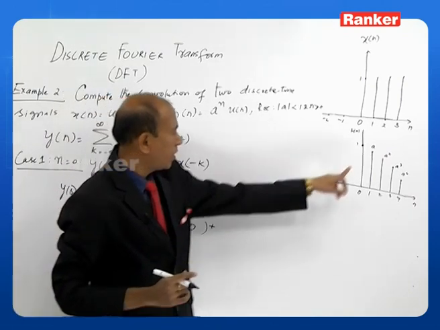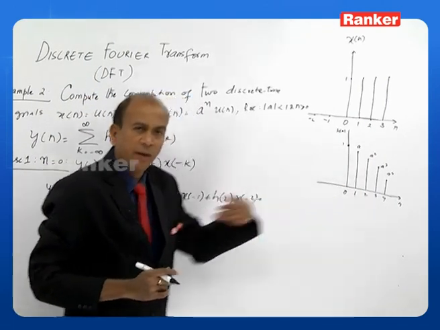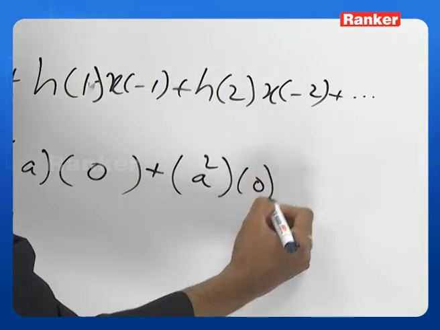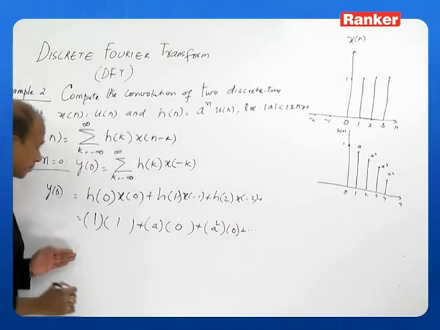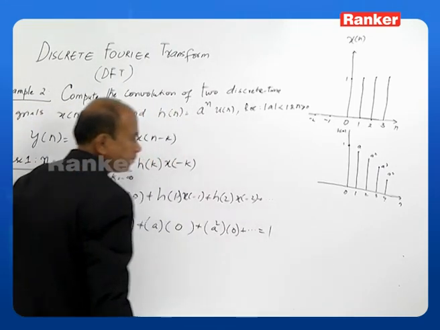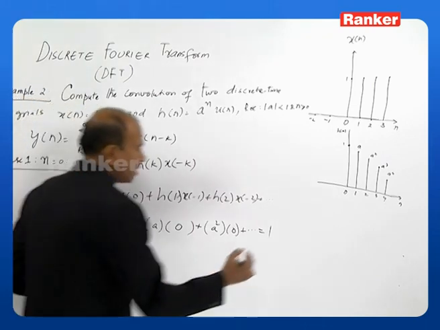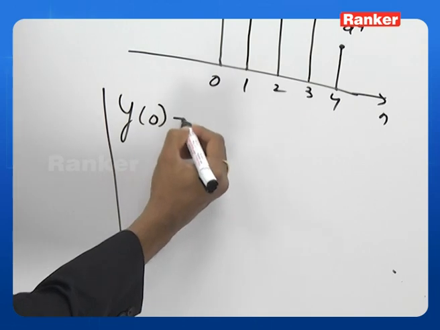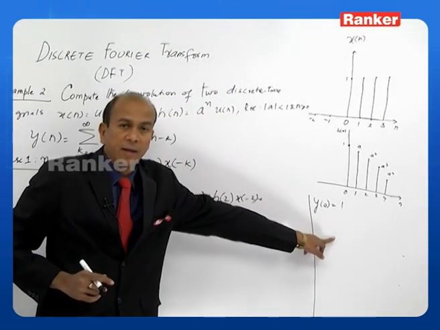Similarly, h of 2 is how much? a square. So, this will be a square into 0 plus so on. So, in effect, this is equal to 1. Okay, let us write down this result here. So, y of 0 is equal to 1 here.